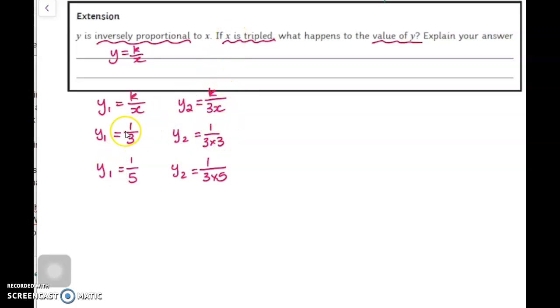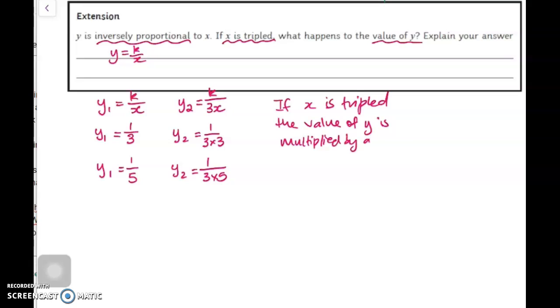And so the difference between the two y values is that when we triple the x value, we are multiplying by another third. Okay, so we go from a third to a third times another third, from a fifth to a fifth times a third. So the answer would be, if x is tripled, the value of y is multiplied by a third or divided by 3.